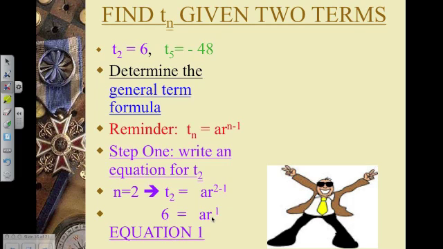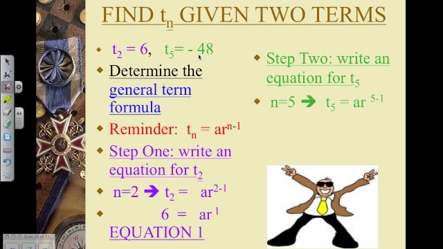We're going to do the same thing with the fifth term. So when n is equal to 5, T5 is equal to a r to the power of 5 minus 1. However, I know that the value of the fifth term, T5, is equal to negative 48. So I'm going to plug that into the equation. And now I have my second equation.